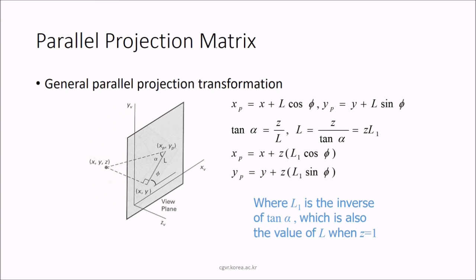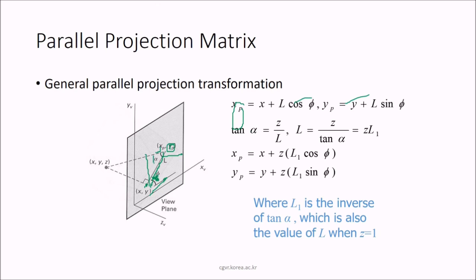Then we come to the parallel projection matrix. So this is the general parallel projection transformation. xp can be given by x plus L cos phi, and yp is given by y plus L sin phi. So this is xp, this is yp. So xp is given by what? x plus L cos phi, and yp is given by y plus L sin phi. And of course, you can find out the tan alpha.